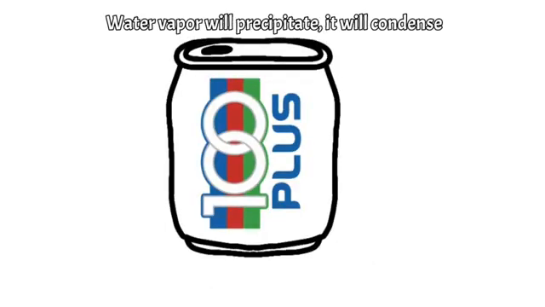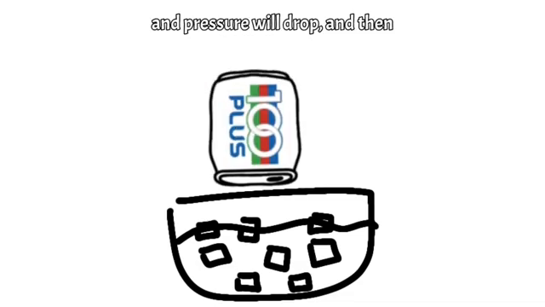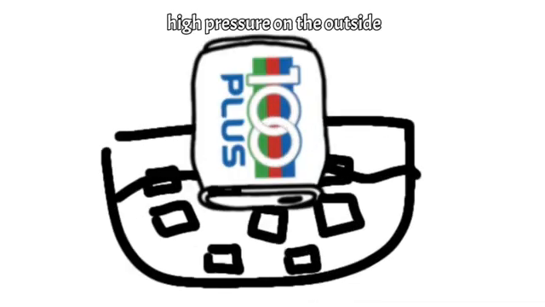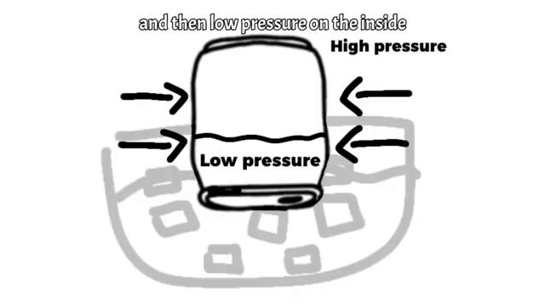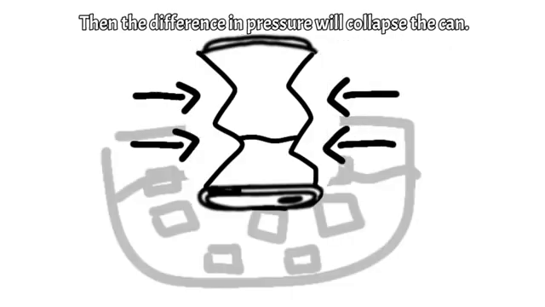Water vapor will condense, then pressure will drop, and then there is high pressure on the outside and low pressure on the inside. Then the difference in pressure will collapse the can.